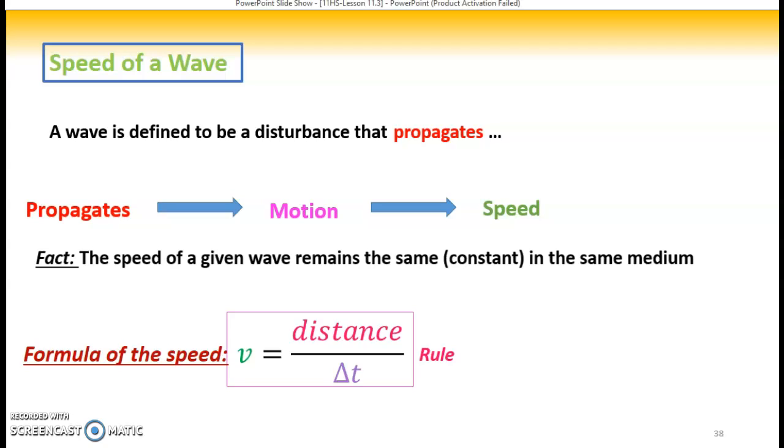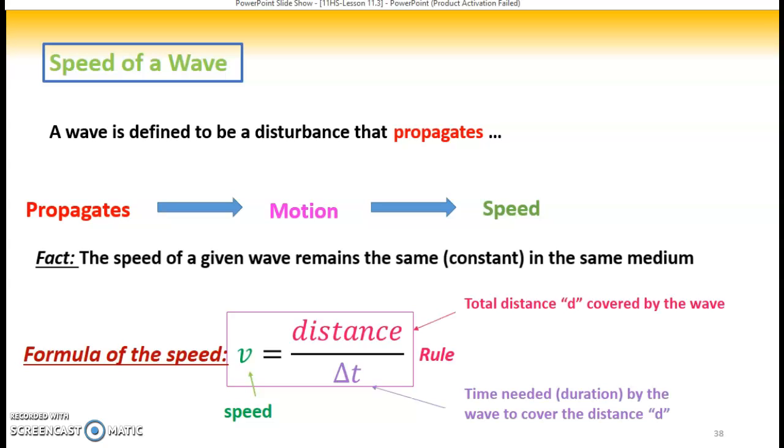V equal distance over delta t. This is a rule to be memorized, where V is the speed, distance is the total distance d covered by the wave, and delta t is the time needed, or duration, by the wave to cover the distance d. So here we have to write delta t, not t, in order to show that this is duration, not instant.